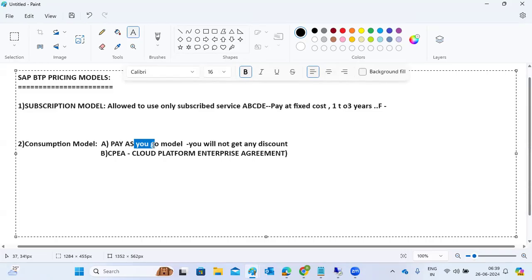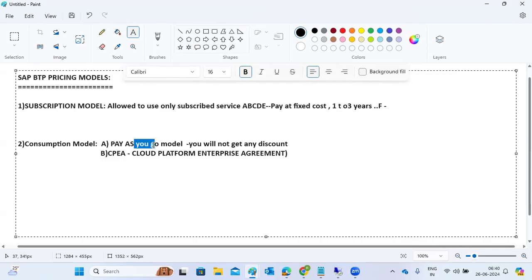So for the entire contract period, we have the flexibility to use all the required services. We can use it in the consumption based model here, right? So in the consumption based model, you will get all those things here, especially CPEA. Let's talk about some more things about the CPEA here.